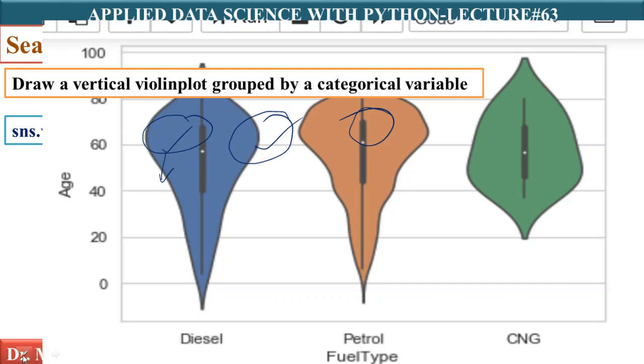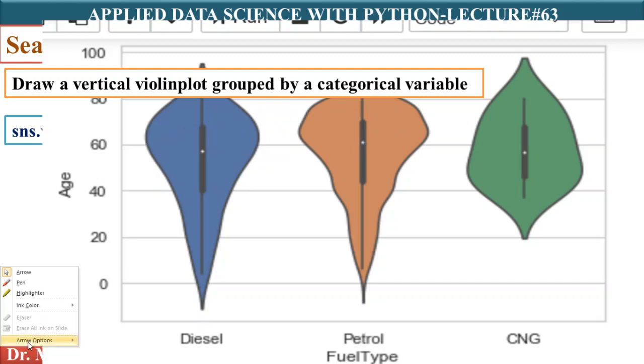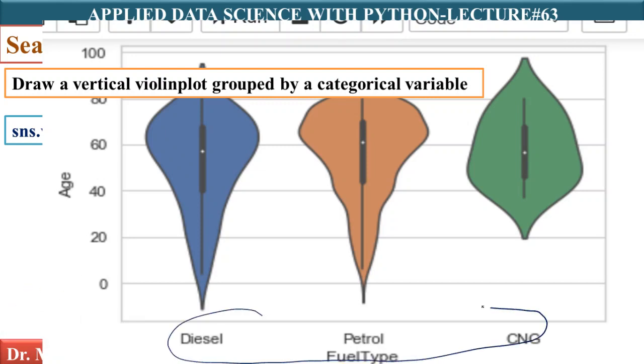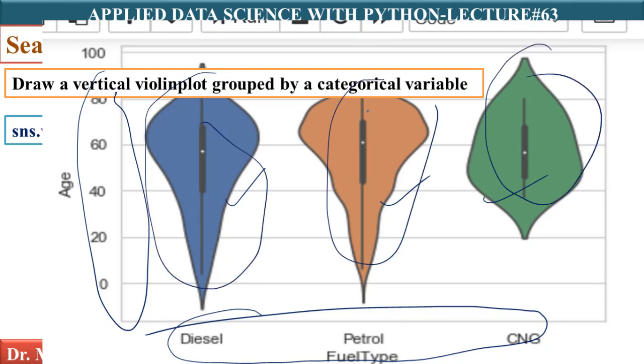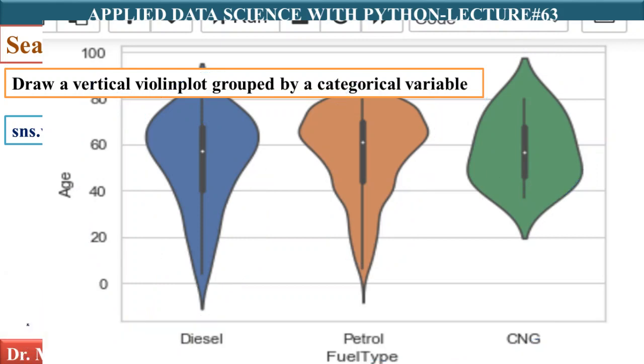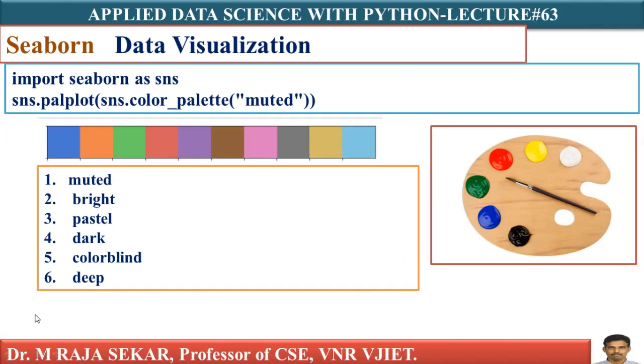See, on the x-axis, which one are we taking? We are taking fuel types. Therefore, diesel, petrol, CNG, and on the y-axis you are taking age. Anyway, one can understand the meaning of this violin plot. Why? Because we already discussed the meaning of this violin plot in my previous lecture, that is in lecture number 62. Now, anyway, let me proceed further.